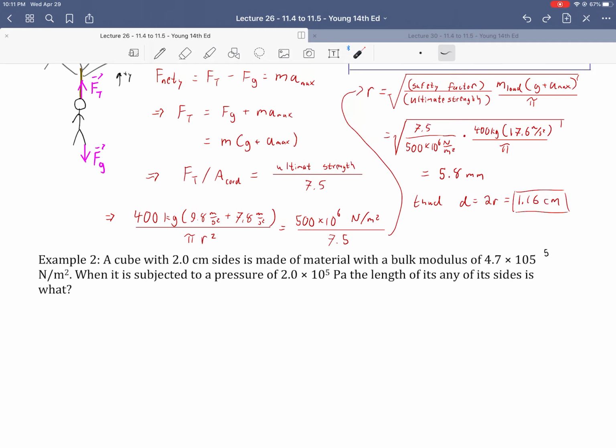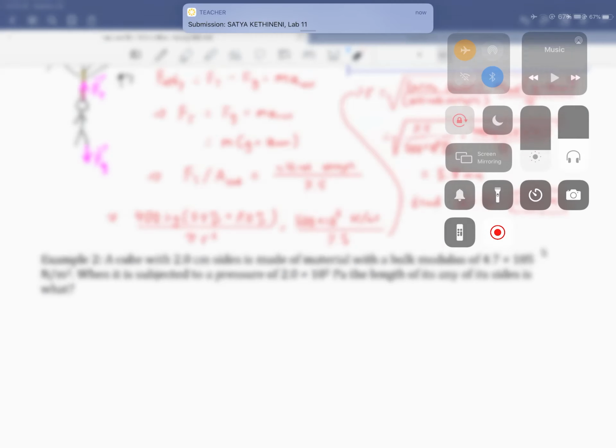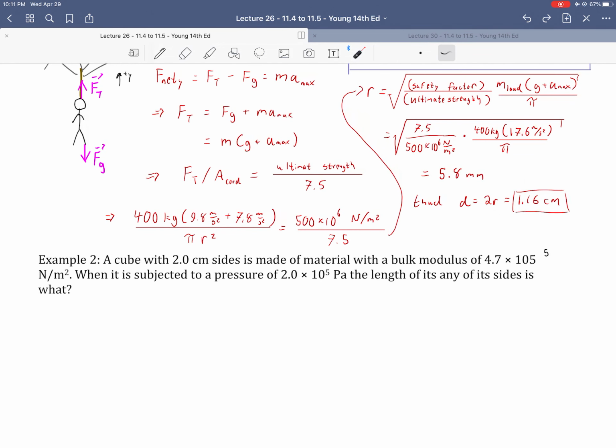And this could be a problem that could be combined with fluids. If you wanted to be given, say, the hydrostatic depth of a material of water, for example, you could find out the depth in the ocean that would correspond to this pressure, and then from there you could find out the change in volume and so on. But in this case, since we're not doing anything with hydrostatics, we're instead just given the pressure.